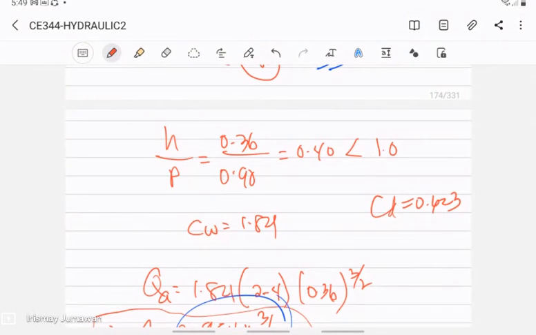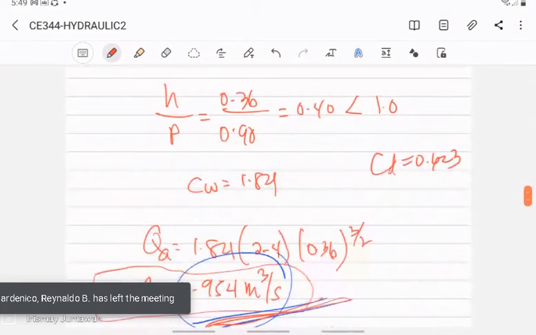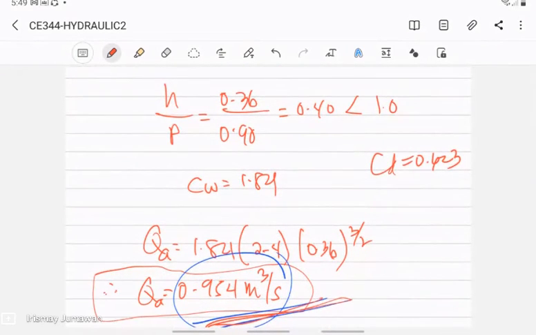So that is 1.84 times 2.4 times 0.36 to the 3/2. This is the answer in determining the Q, neglecting the velocity of approach.